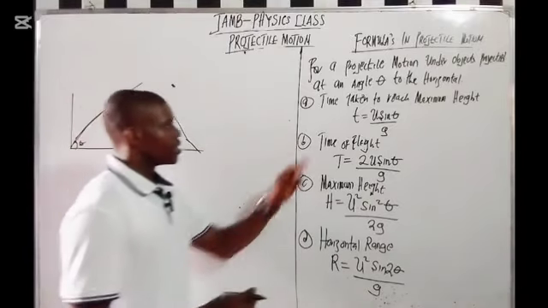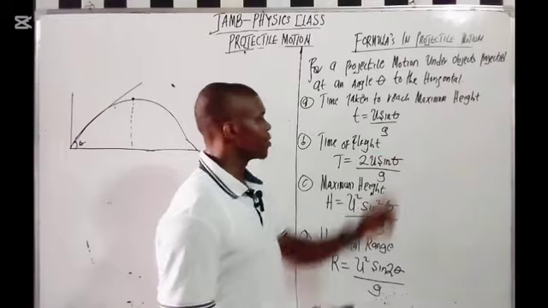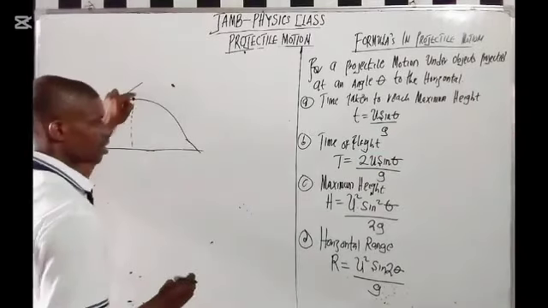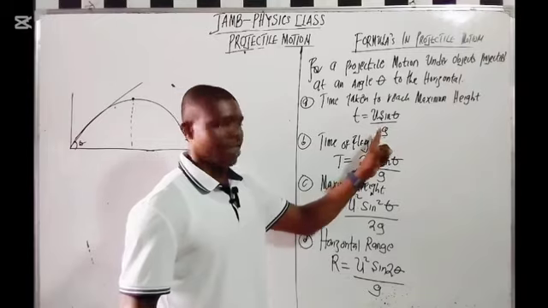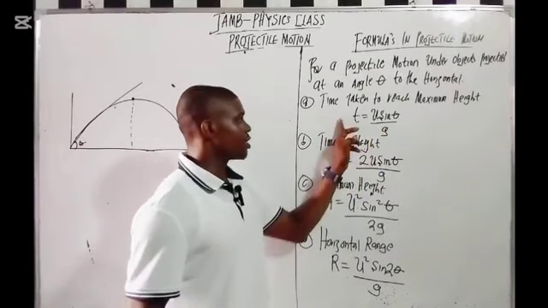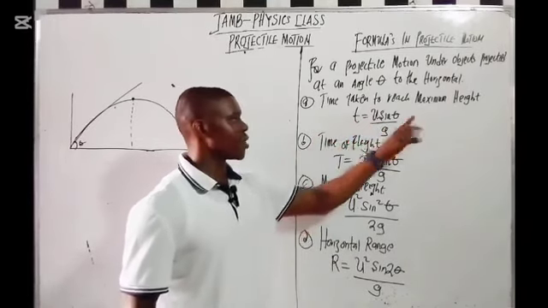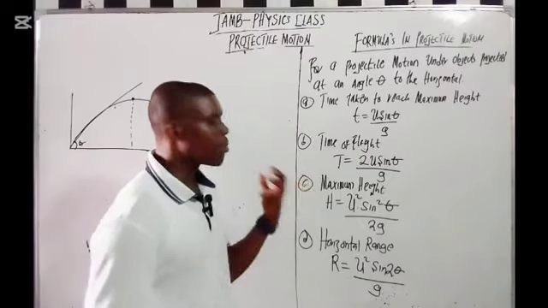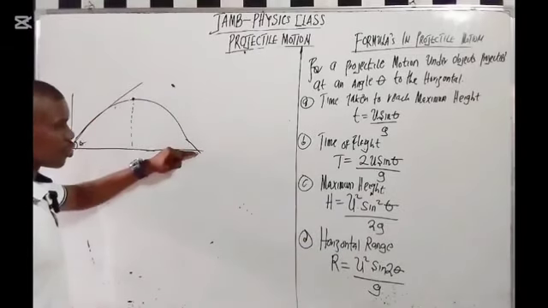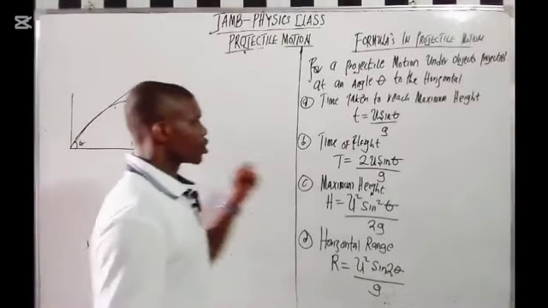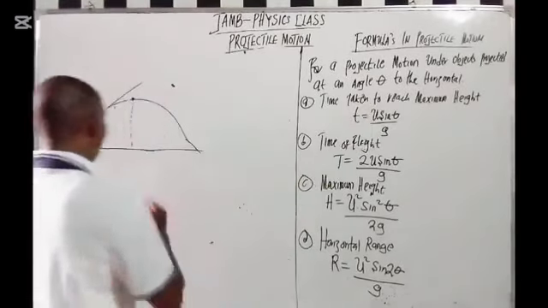So here we have the time to reach the maximum height. The time to reach the maximum height, T equals U sine theta over G. That is your answer. T, small letter t, equals U sine theta over G. Right? Time of flight. So the time when it gets to here to touch the ground is called time of flight. So it is going to be 2 times this one, because here is the halfway.